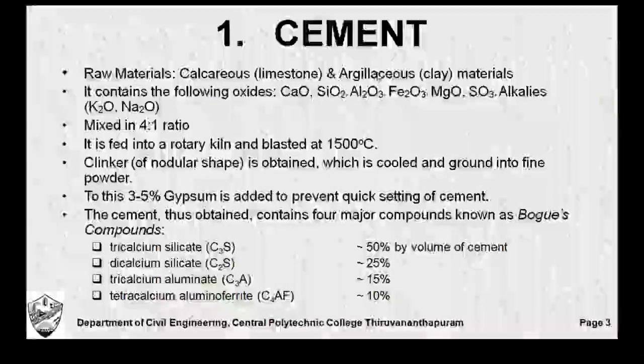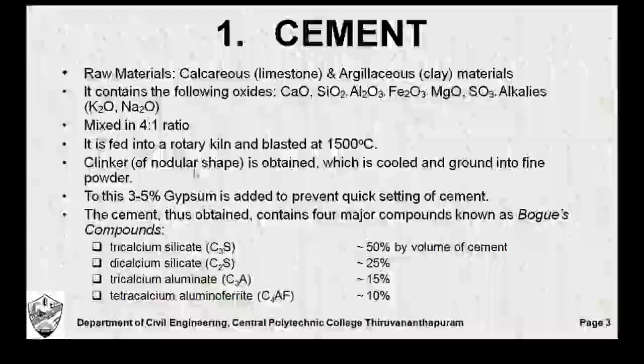These two materials are then mixed in a definite proportion. We follow the ratio 4:1, that is 4 parts of calcareous material are mixed with 1 part of argillaceous material. Then it is fed into a rotary kiln, which is a kind of furnace, and blasted at a minimum temperature of 1500 degrees Celsius. As a result, we get what is known as clinker.